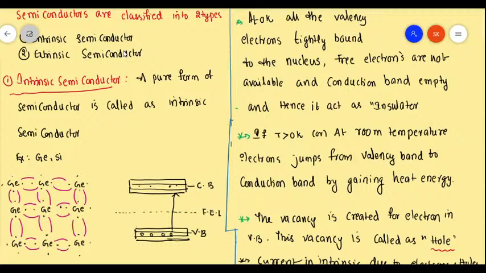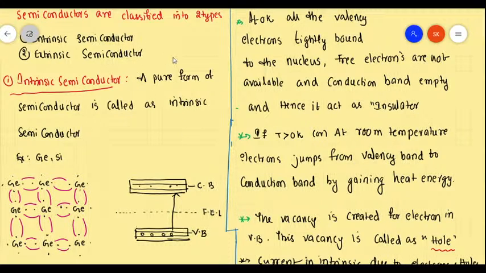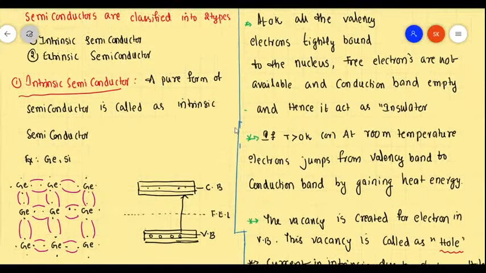Semiconductors are classified into two types. What are they? The first one is the intrinsic semiconductor and the second one is the extrinsic semiconductor.